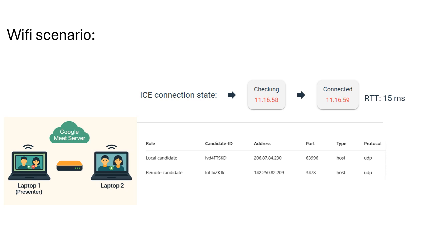In the Wi-Fi scenario, both laptops are connected to the wireless LAN, and you can see WebRTC internals show ICE going from checking at 15.8 seconds to connected at 15.9, so around 1 second to negotiate. They use UDP, and both are host candidates. This is my IP, and this is the remote candidate.